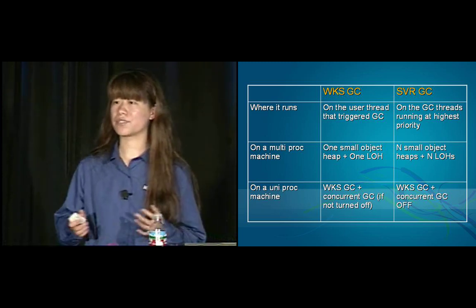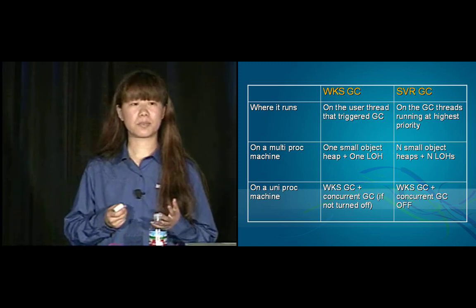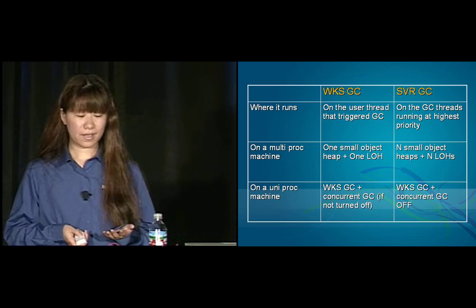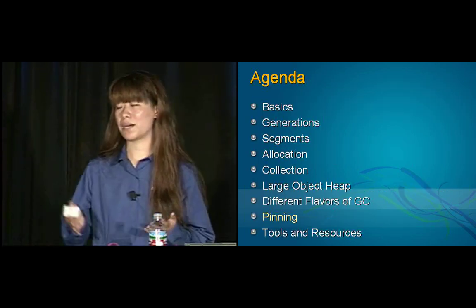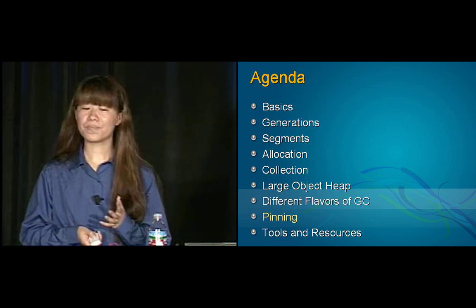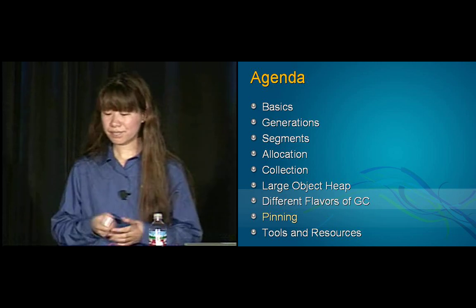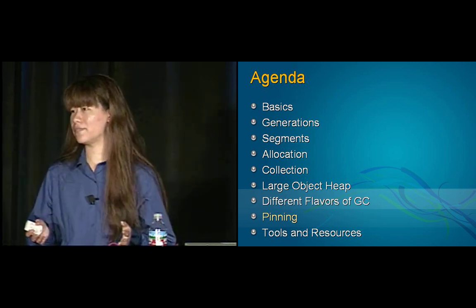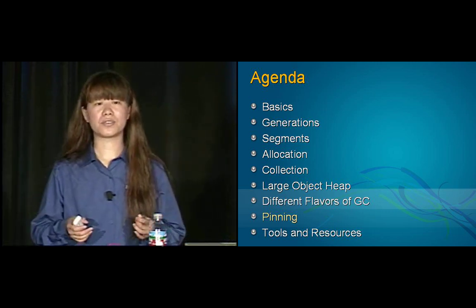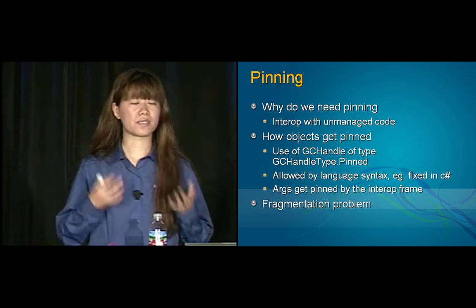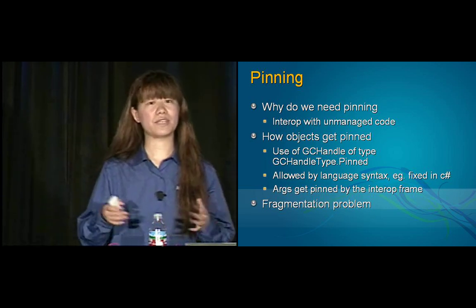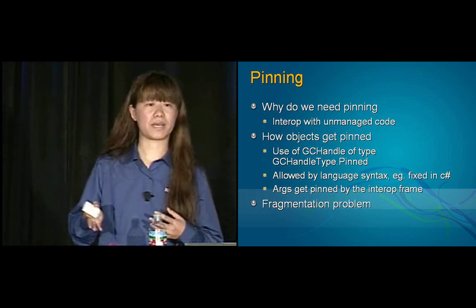Okay, so that covers all the aspects of GC. Now let's talk about the most significant work we've done in 2.0, which is to reduce fragmentation costs by pinning. First let's talk about why we even have pinning. CLR allows you to do interop with native code. Native code cannot tolerate objects moving around. So the GC gives the runtime the option to say I want to pin this object. So this object does not move, even though GC is moving other objects on the managed heap.